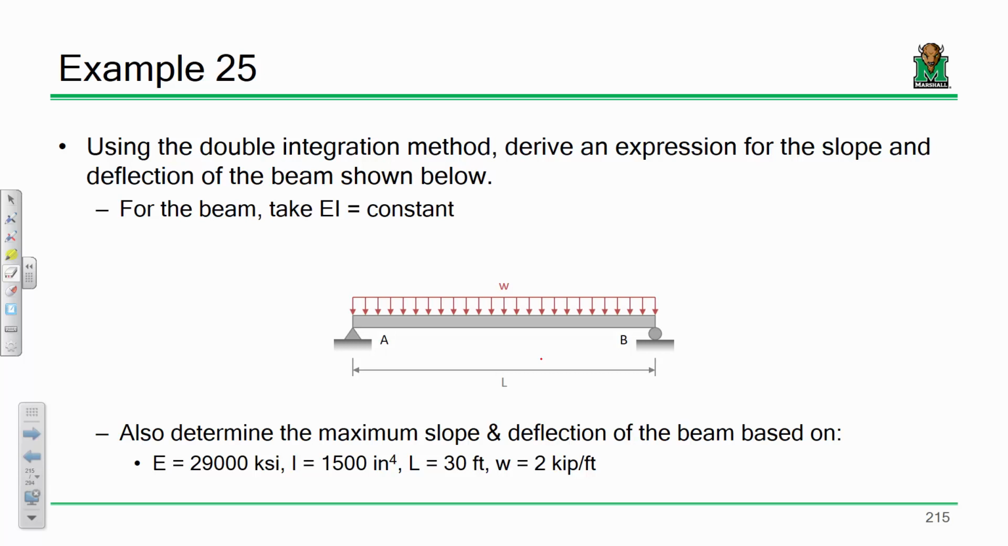So I have a beam that's simply supported, and it's subjected to a uniformly distributed load W. The beam has a constant E value and a constant I value, and I want to determine what the deflection is. So what's the deflection at some arbitrary point along the structure? Okay? So let's go ahead and solve this out.